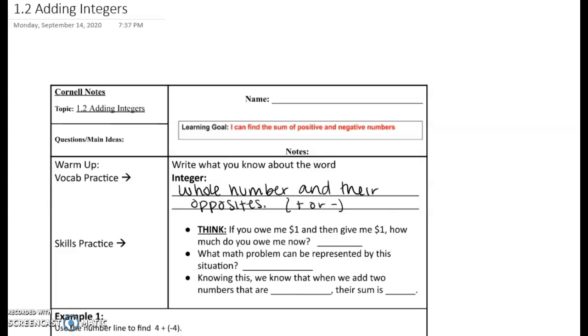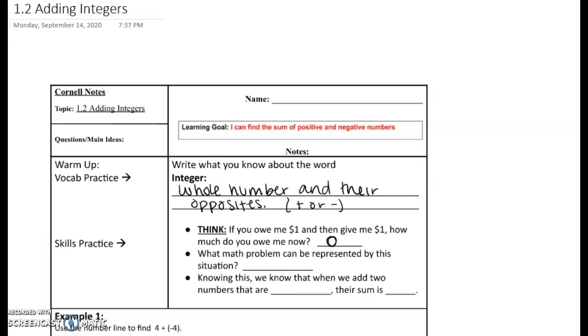Skills practice. It says, think: if you owe me $1 and then give me $1, how much do you owe me now? We owe $0, because I owed them $1 and then I gave them $1, so now I don't owe them anything. What math problem can represent this situation?